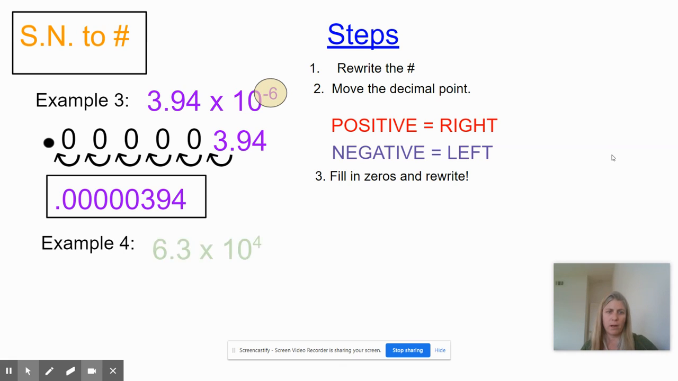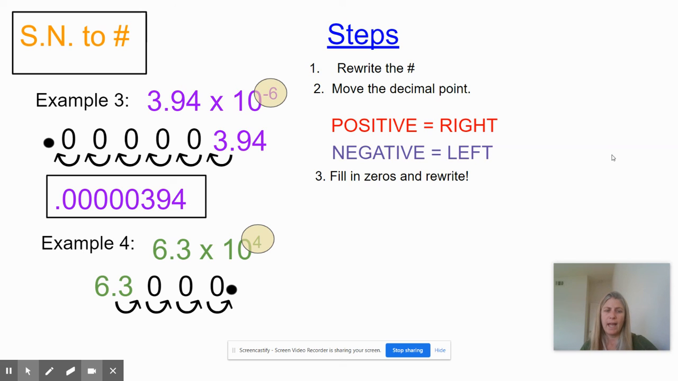Okay, here's our example 4. I have 6.3 times 10 to the 4th power. So once again, I'm going to rewrite the number 6.3, and then I'm going to move the decimal point. I look at my power and it's a positive 4. So I'm going to move my decimal point 4 spots to the right. So 1, 2, 3, 4. I'm going to fill in each spot that is there with a 0, and I'm going to rewrite my number, dropping that original decimal point. So in this case, my answer is 63,000. And that, ladies and gentlemen, is how to turn a number that is in scientific notation back to a standard number.